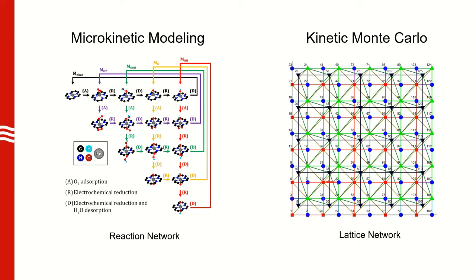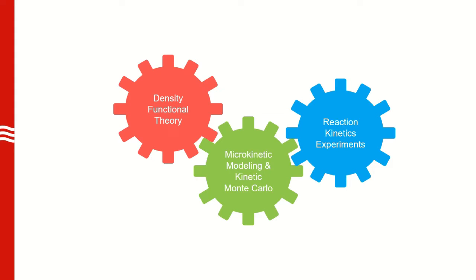Our group has done a lot to find various methods that do just this, and two methods that we utilize quite frequently are Microkinetic Modeling and Kinetic Monte Carlo. I won't go into great detail, but essentially these methods allow us to use the energies we predict from our DFT calculations to compute experimental measurables such as reaction rates.